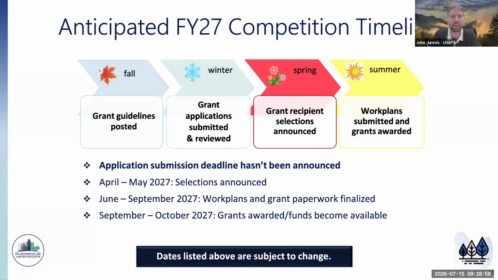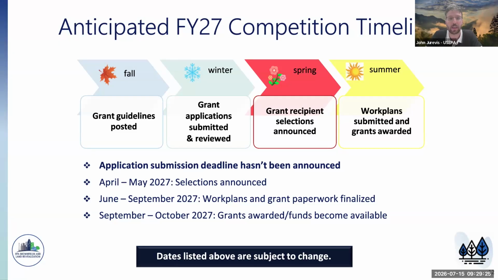So, the anticipated competition timeline. None of these dates, nothing on here, is final yet. This is just how it typically works in other years. Obviously, things can come up. There was a government shutdown last year that delayed things a little bit, but generally, the guidelines get posted in the fall, either in August or September. They are available and open for 60 days to submit your application.